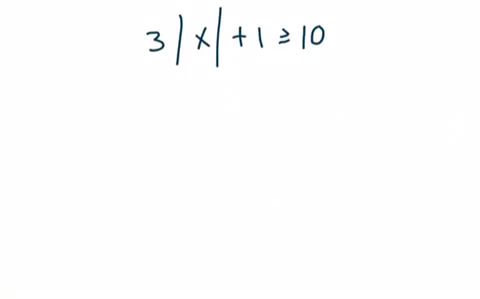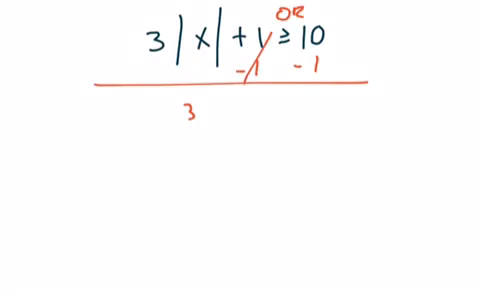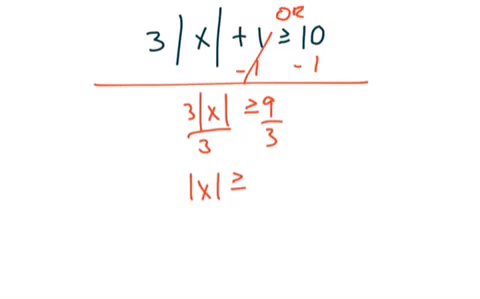In this problem, we have absolute value with greater than, so we can automatically conclude that it's an OR problem. First we want to isolate and get the bars by itself. So we have to undo the plus 1 and the times 3. First we'll minus 1. That gives us 3 absolute value of x greater than or equal to 9. Divide by 3, divide by 3. So absolute value of x is greater than or equal to 3.